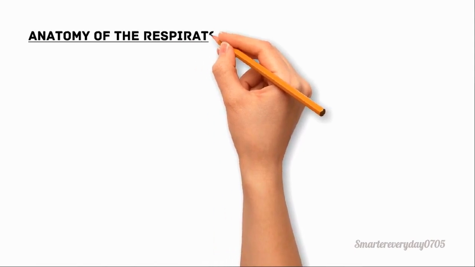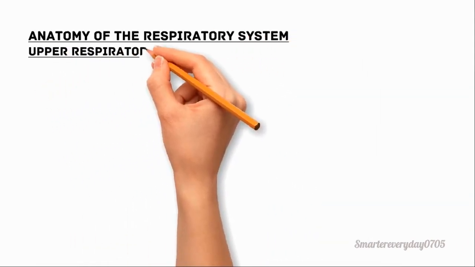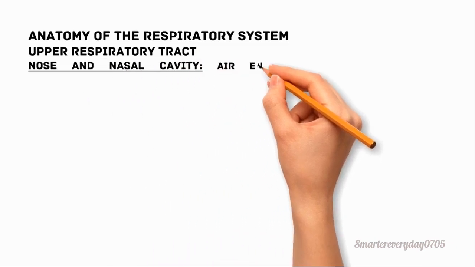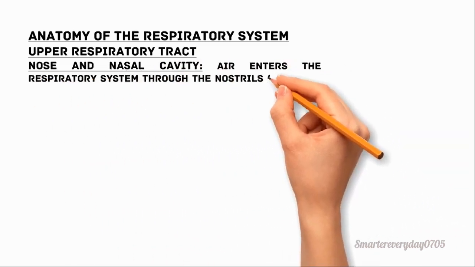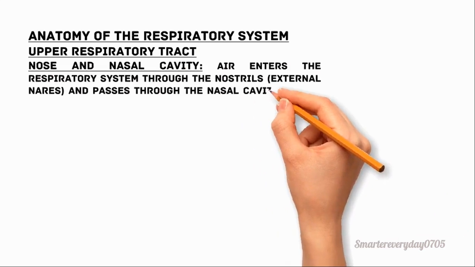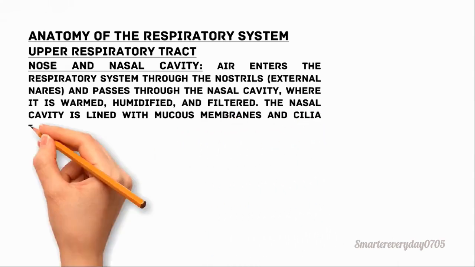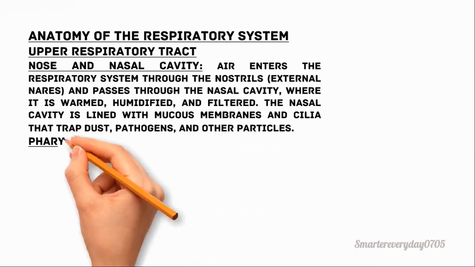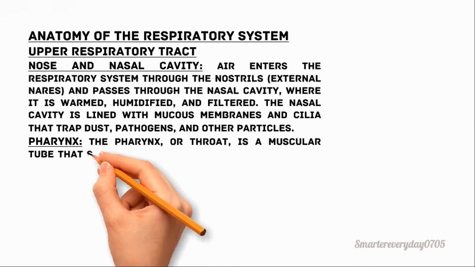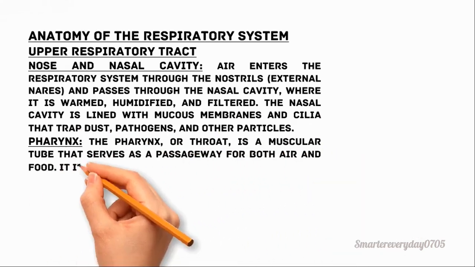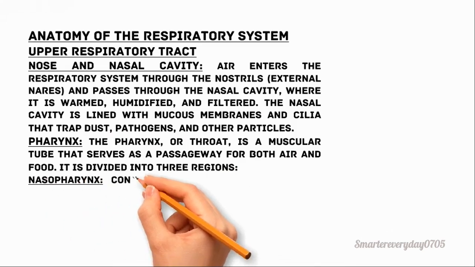Anatomy of the respiratory system. Upper respiratory tract, nose and nasal cavity. Air enters the respiratory system through the nostrils and passes through the nasal cavity, where it is warmed, humidified, and filtered. The nasal cavity is lined with mucous membranes and cilia that trap dust, pathogens, and other particles.